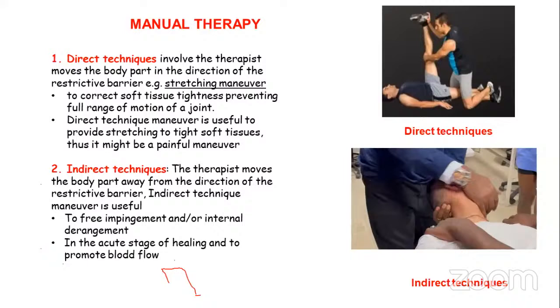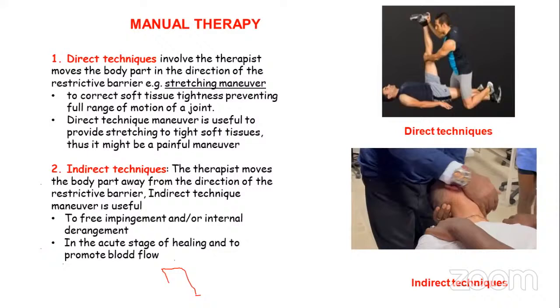But how do we treat hamstring tightness? It is only by pushing the knee into extension. We have to move it in the direction of that pain. And that is what we call direct technique. So in direct technique, the therapist moves the body part in the direction of the restrictive barrier. And it is direct technique that we use in all stretching.